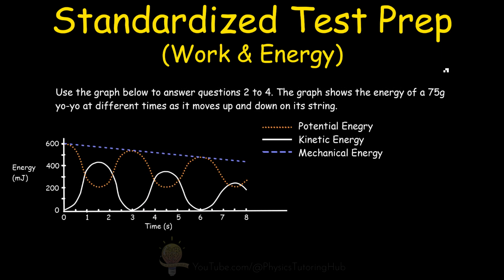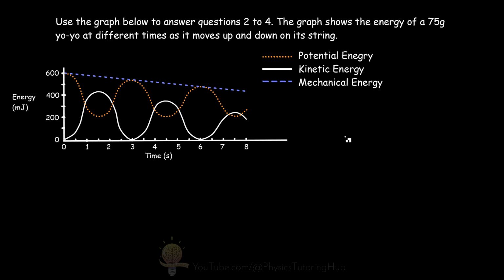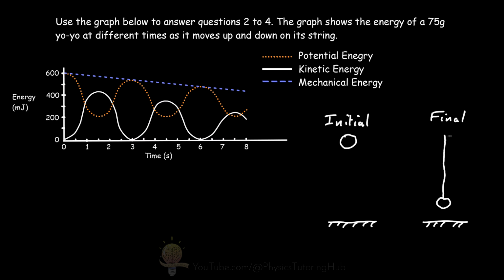Use the graph below to answer questions 2 to 4. The graph shows the energy of a 75-gram yo-yo at different times as it moves up and down on its string. So we have something like this. So we have a yo-yo initially above the ground at some height that we don't know, and some final state where the yo-yo has extended to its maximum length, and this is the string.